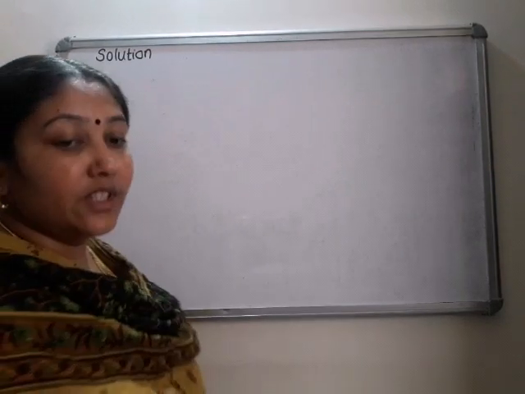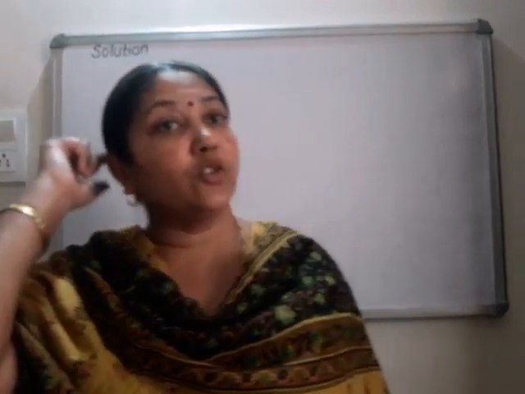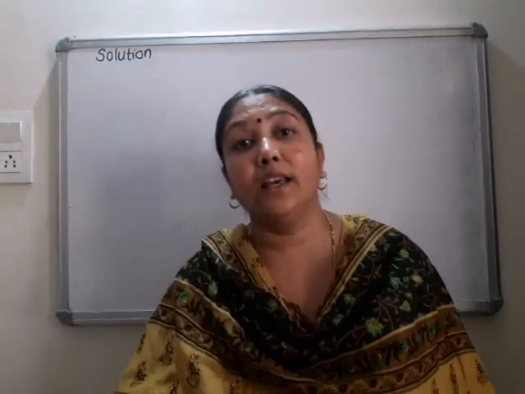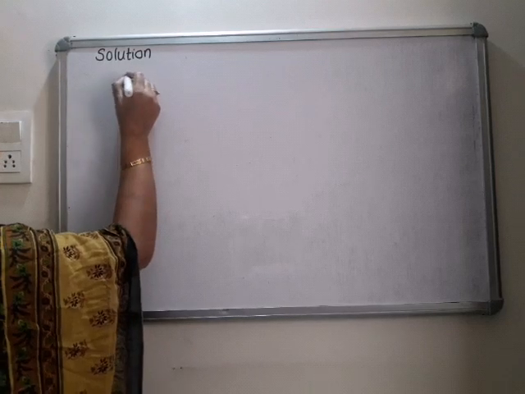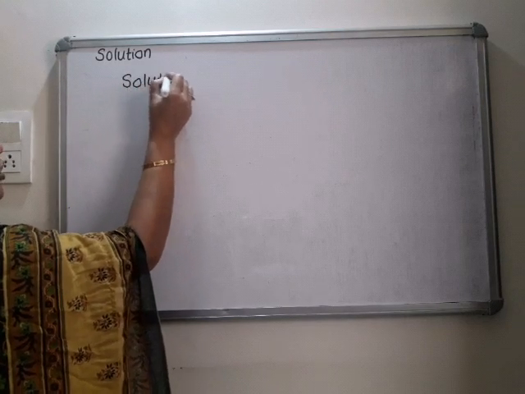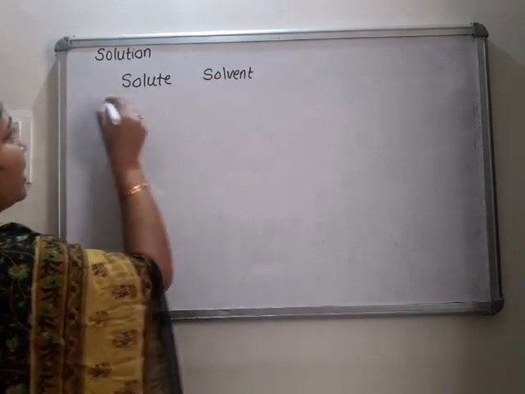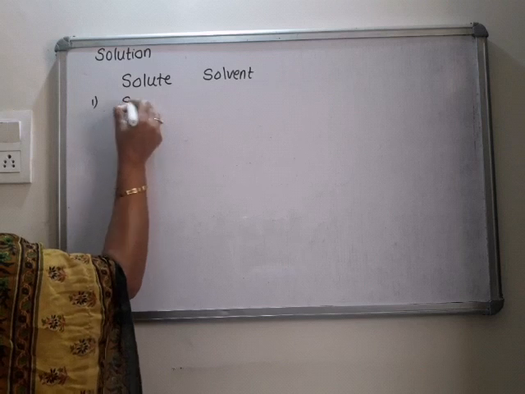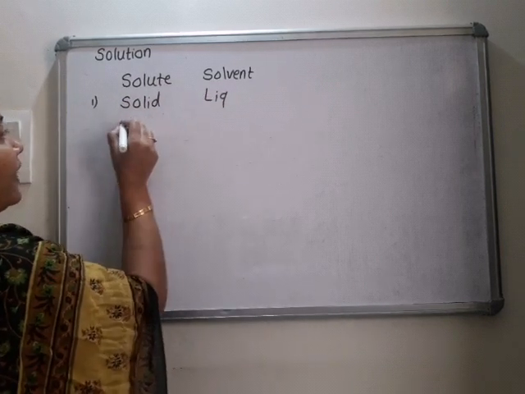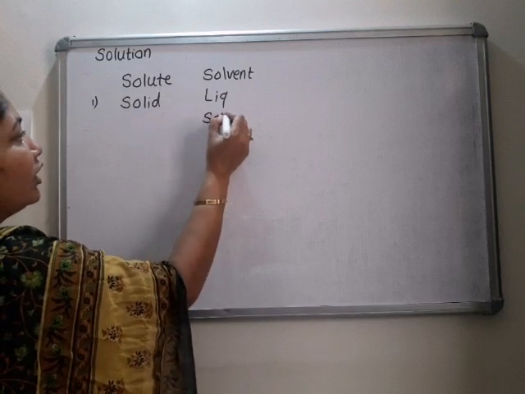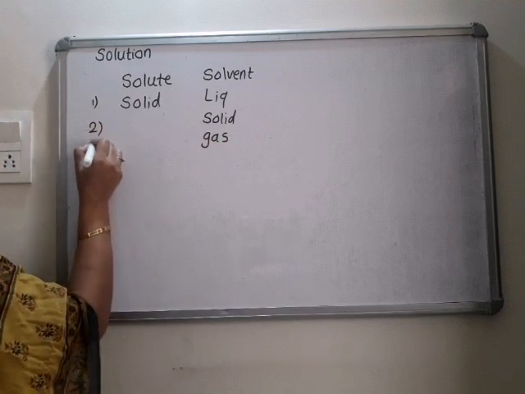Depending upon the physical state of the solute and solvent, there are 9 types of solution. What are these different 9 types of solution? Suppose we have taken solute here, and solvent here. What are the 9 different possibilities? Solid is added in liquid solvent, solid is added in solid, and solid is added in gas. So 1, 2, 3.